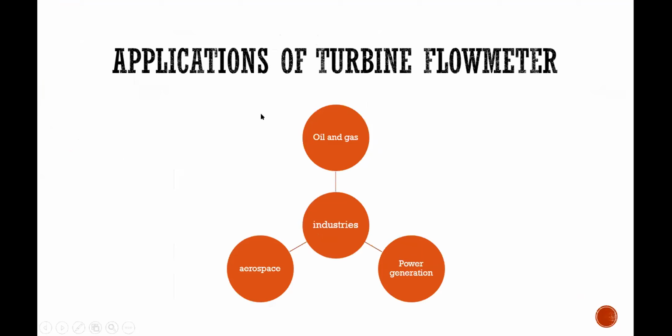My name is Nurjafina binti Laobi, and I will present the application of turbine flow meter. This is one of the examples of which industries applied this turbine flow meter, which are oil and gas, power generation, and aerospace. Examples in the oil and gas field are water injection and chemical injection. For aerospace, the turbine flow meter is applied in engine testing and fluid flow measurement.